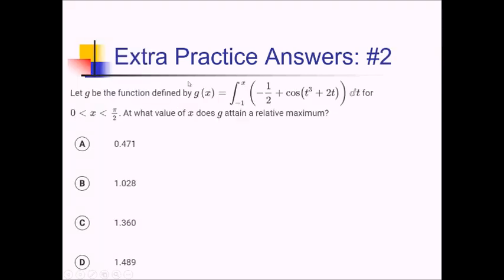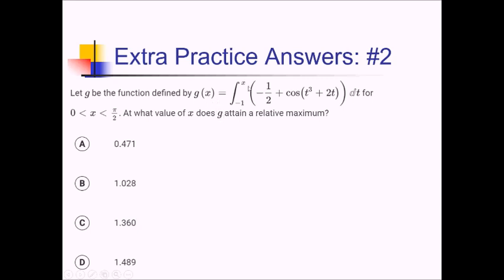For this problem, we're given the g function, which is really just the integral from -1 to x of this craziness here. Now, we want to know on the interval from 0 to pi over 2, where does g attain a relative max? So to figure out relative maxes, we need to know where g prime is changing from positive to negative. Well, what is g prime?